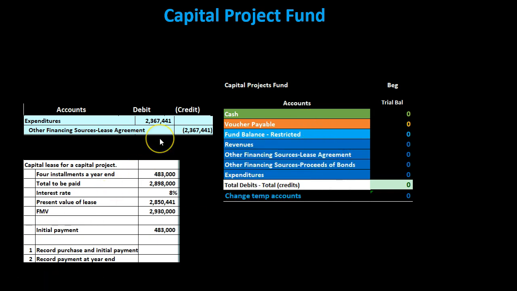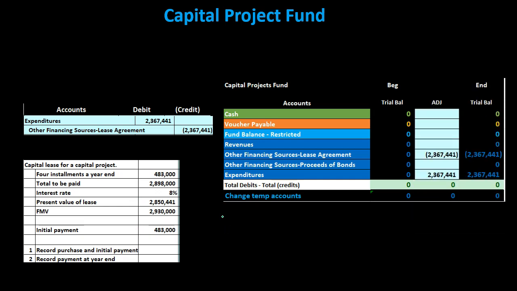Once again, it's not going on the books as a liability. You'll recall this credit in the government-wide activities went on the books as a liability. Here, it's going to go on the books as other financing sources, lease agreement. When we record this, then we've got the expenditures increasing in the debit direction, and then the other side going to something similar to, acting like, a revenue type of account. The other financing sources increasing in the credit direction.